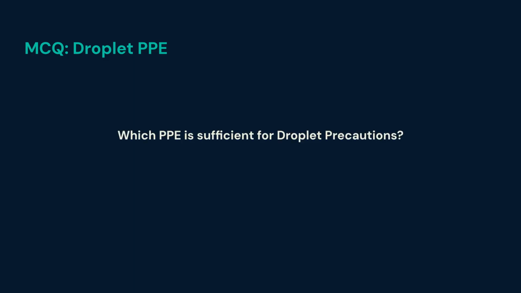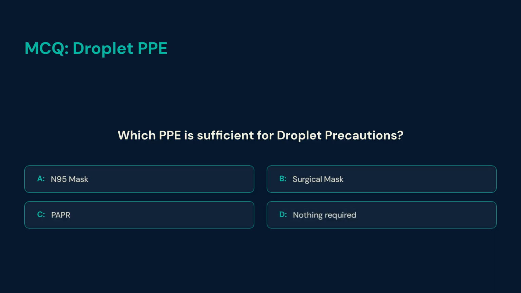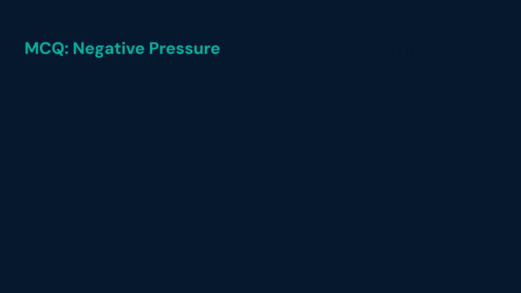This MCQ is about droplet PPE. Which PPE is sufficient for droplet precautions? A. N95 mask, B. Surgical mask, C. PAPR, or D. Nothing required? The correct answer is B. Surgical mask. Droplet precautions are for larger respiratory droplets, and a surgical mask prevents inhalation of these droplets from the patient.